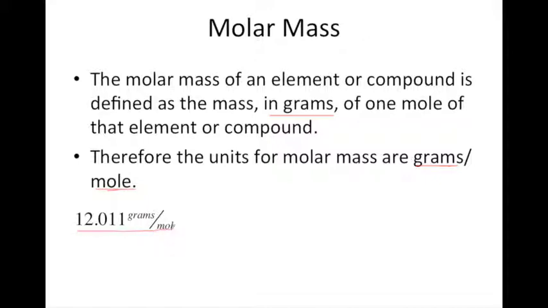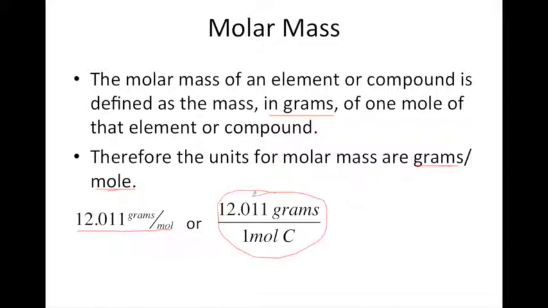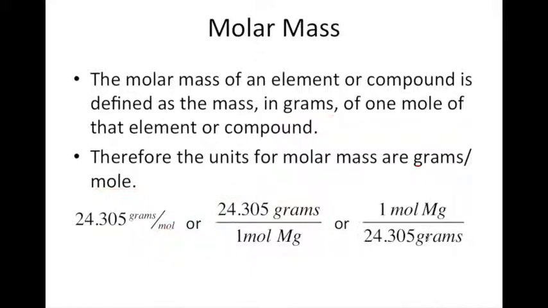But as we'll see later, we often want to do dimensional analysis problems involving molar masses. So we could write it as a conversion factor. For carbon, 12.011 grams per 1 mole of carbon, or we could reverse that, of course, and put the moles on top, grams on the bottom. That's for carbon. We could do the same for magnesium. Write it like this, or if we're doing dimensional analysis problems, which we'll do later, we'll write it either way.